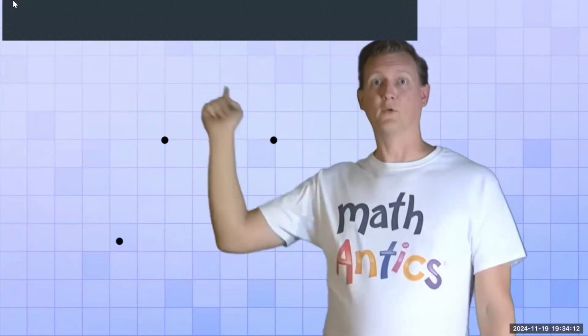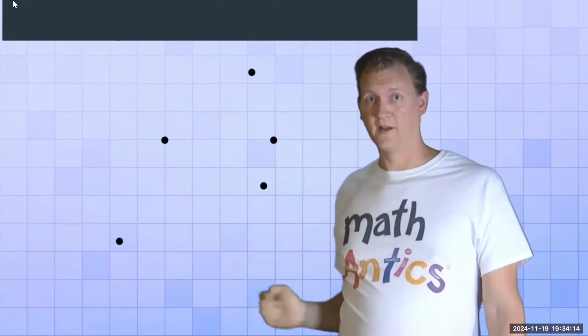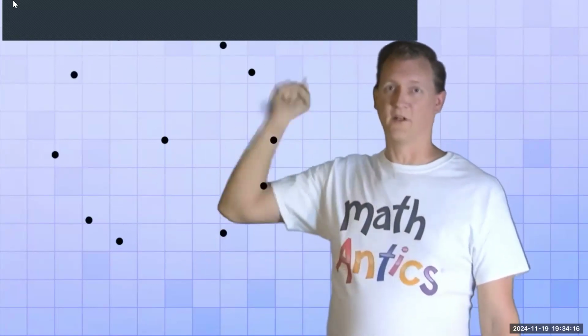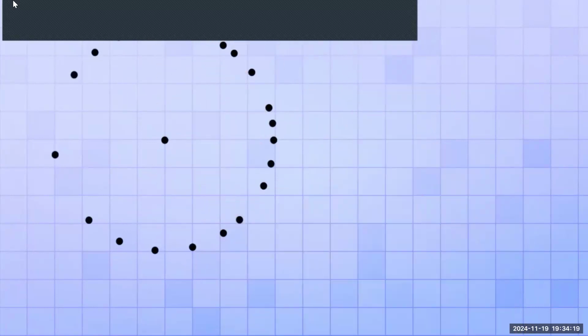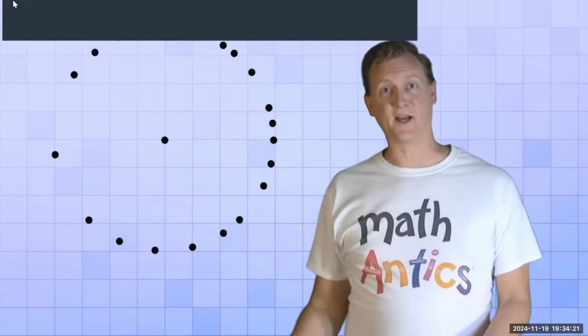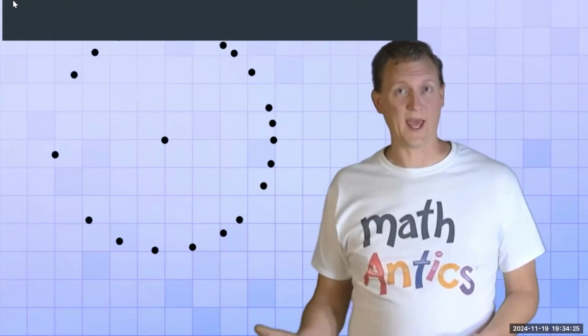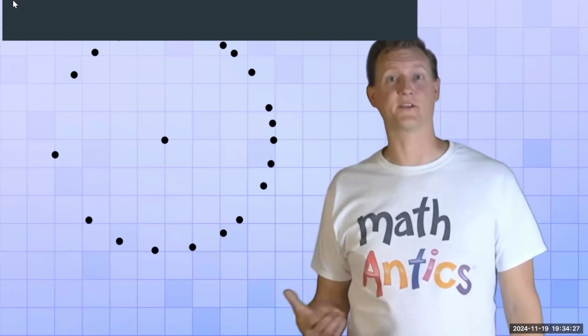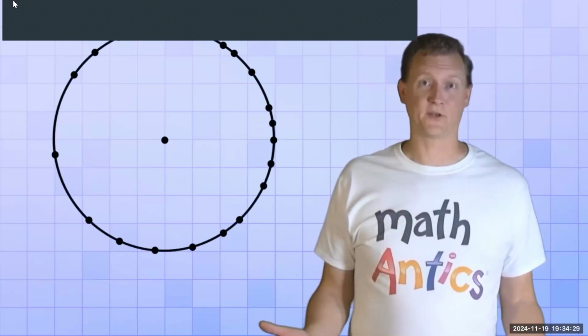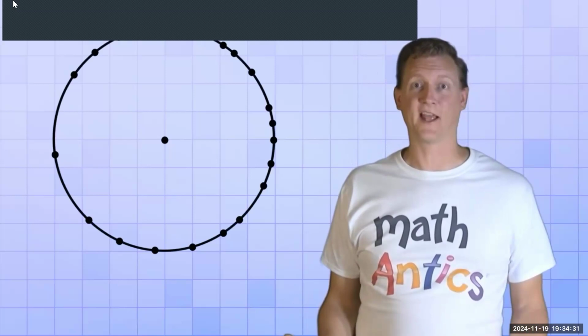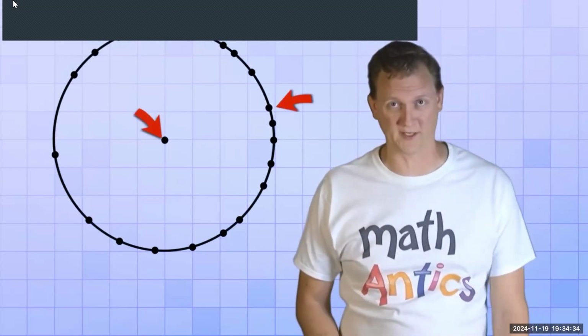Now let's make another, right here. And another, and another, and another, and another. Phew, I'm getting tired. But do you see what's happening? The more equidistant points we add, the more the pattern looks like a circle. And that's why a circle is defined as the set of points equidistant from a center point.